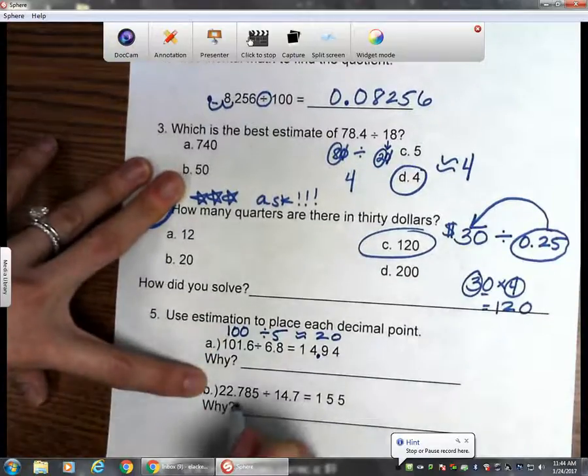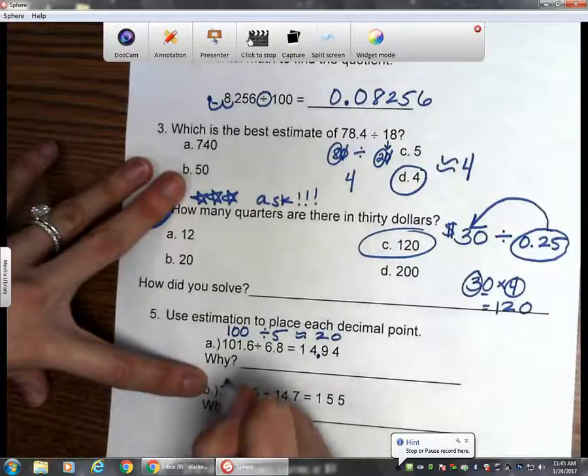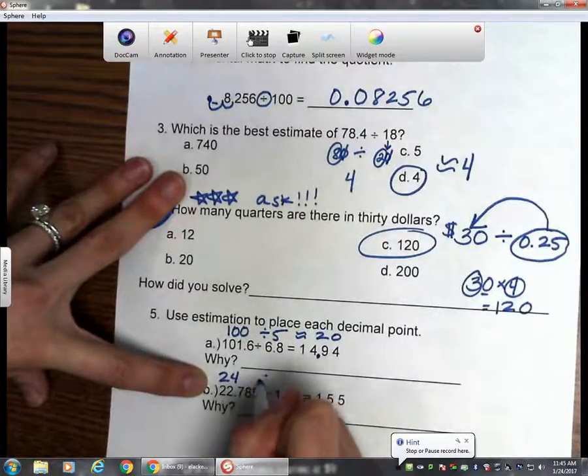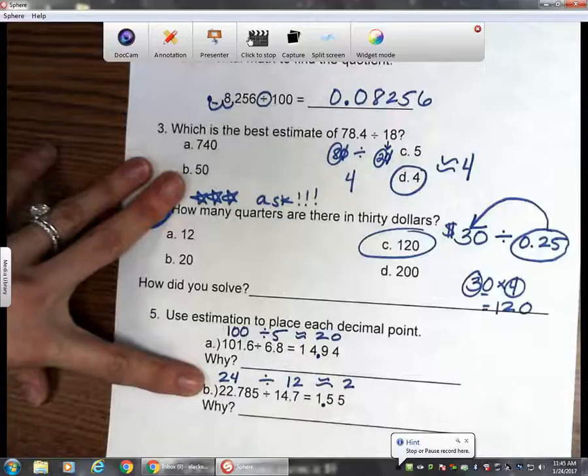And this one, I would say this is almost like, I'm going to say 24 divided by 12 is about 2. So I'm thinking my decimal goes to there. Okay, because 1 and 55 hundredths is very close to 2.